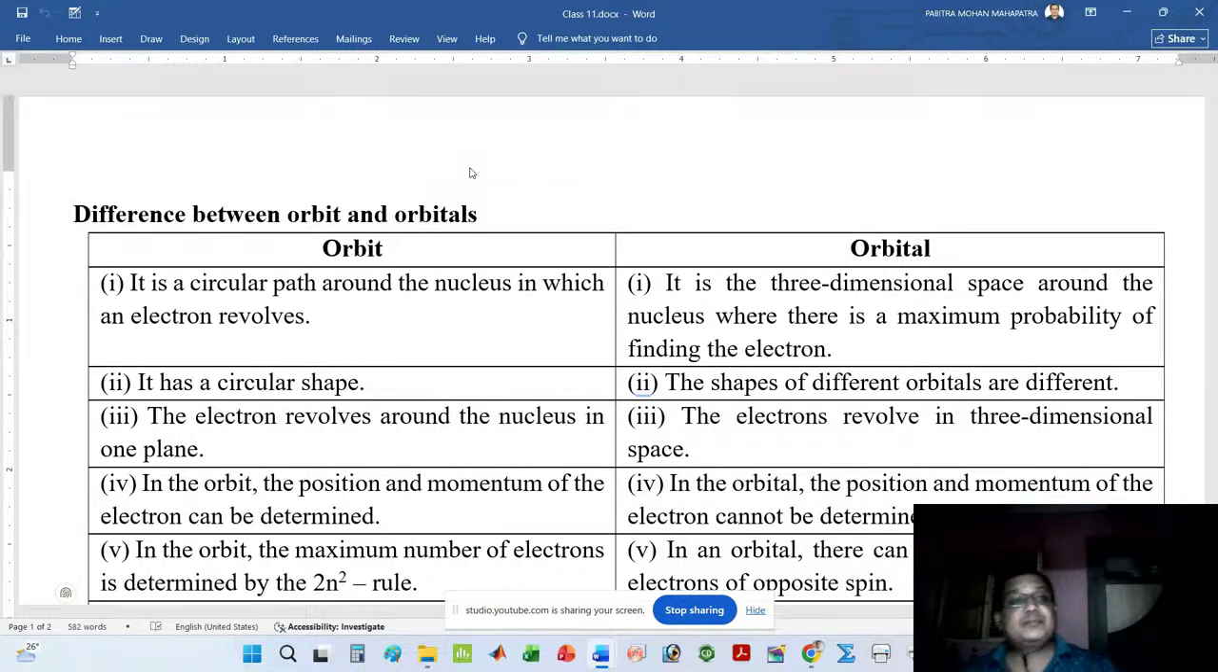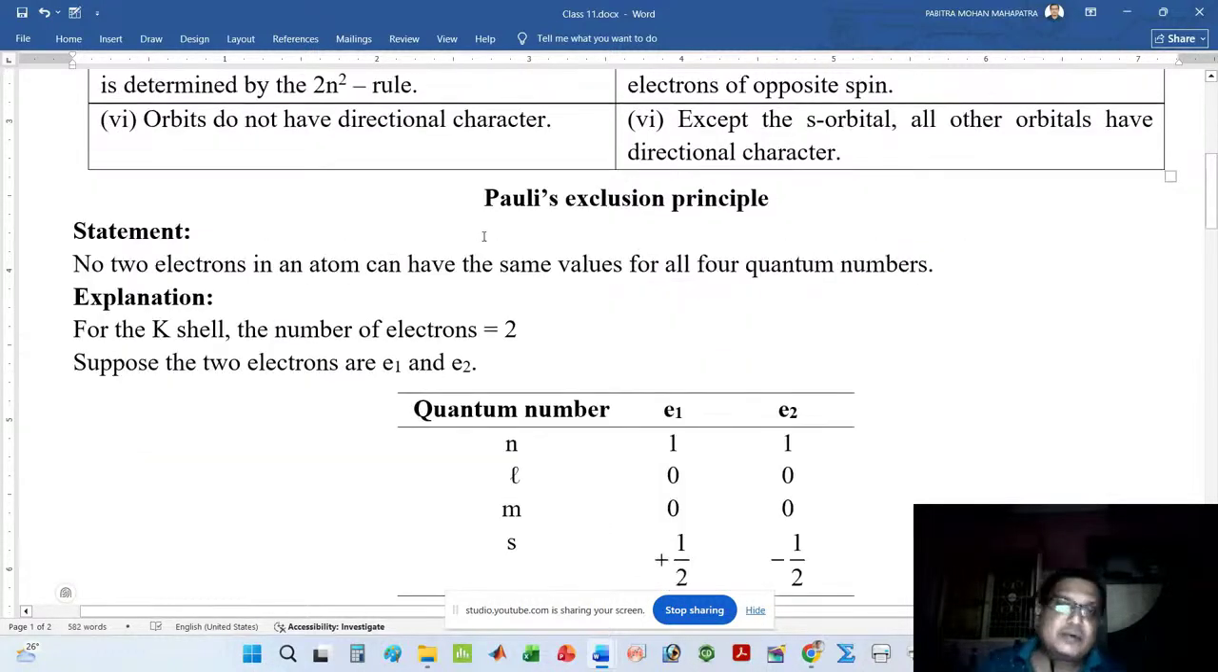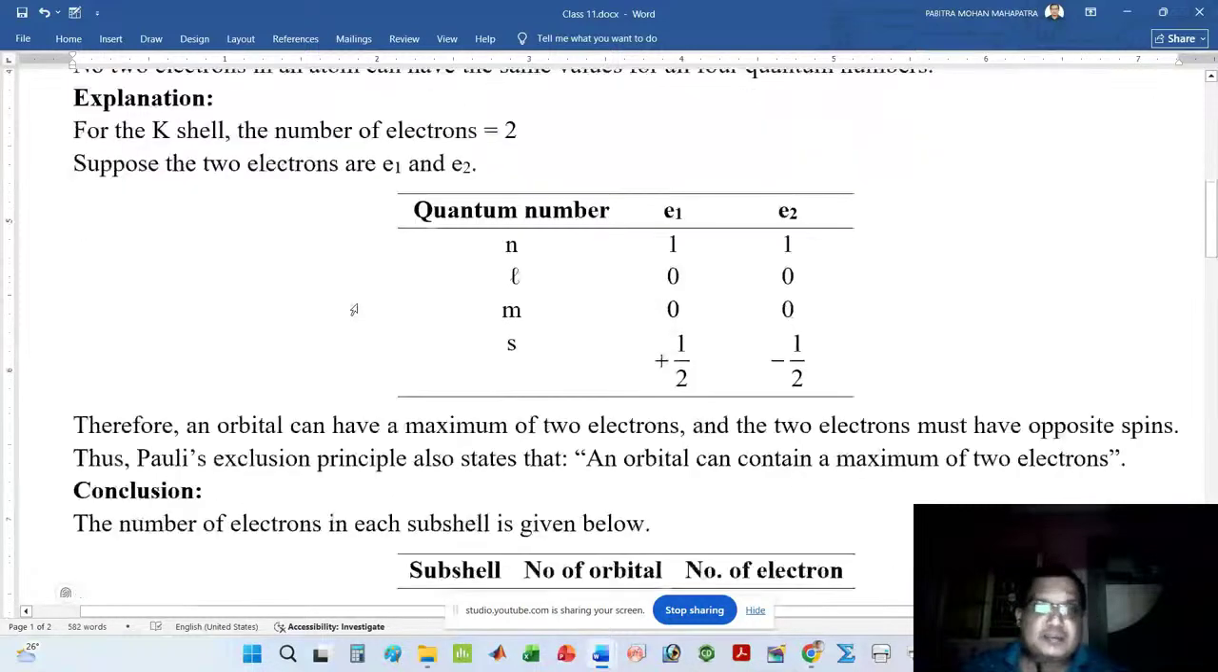Hello dear student. In the previous class, I discussed the difference between orbit and orbital. Next, I also completed Pauli's exclusion principle. According to Pauli's exclusion principle, no two electrons in an atom can have the same value for all four quantum numbers. Then I gave an example to explain Pauli's exclusion principle.